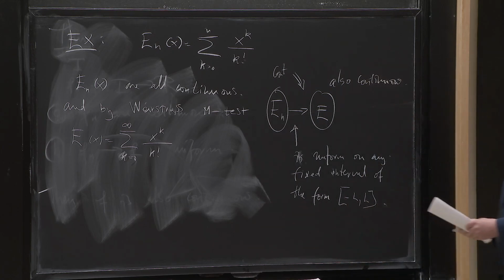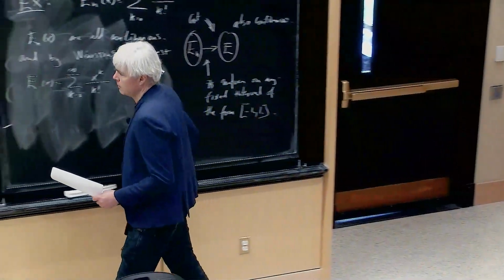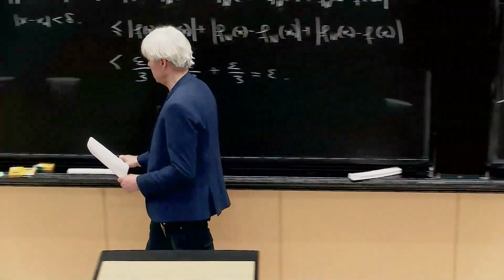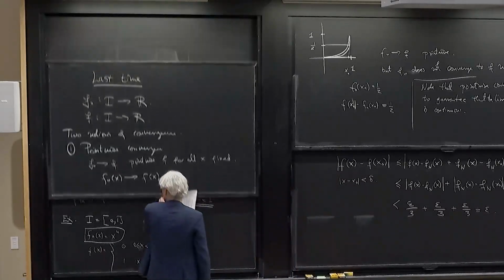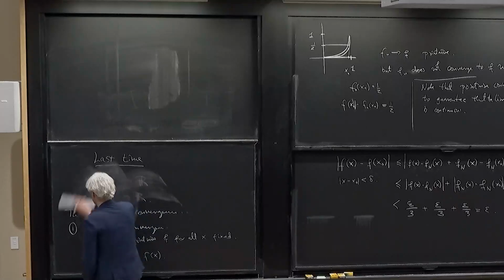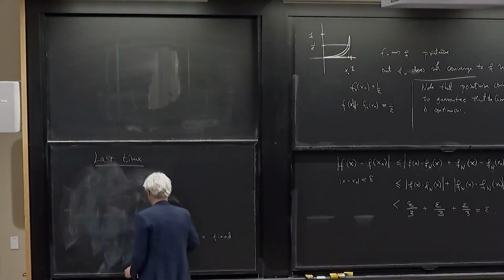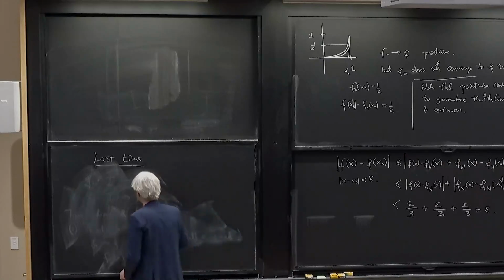Right? So this is implied by the theorem that we just proved. Now, this will give uniform convergence. There's another way of thinking about uniform convergence that, in a way, makes it more natural.